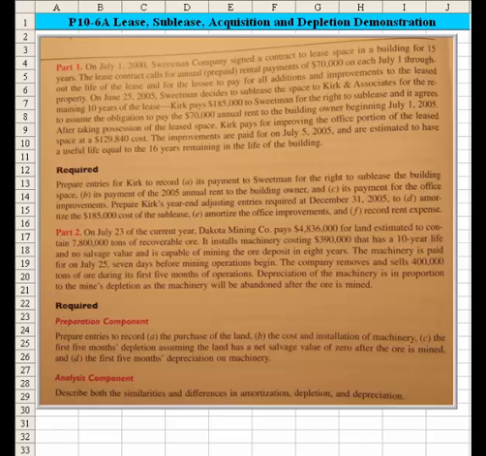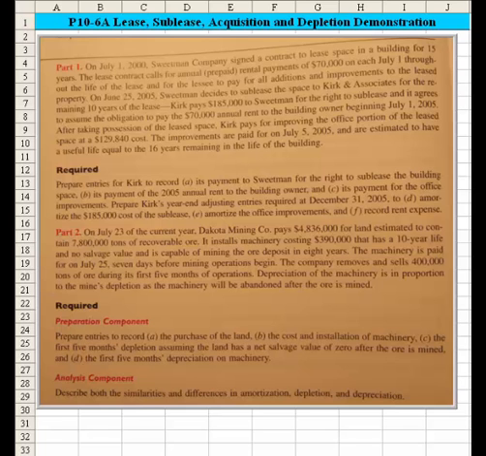On June 25, 2005, Sweetman decides to sublease the space to Kirk & Associates for the remaining 10 years of the lease. Kirk pays $185,000 to Sweetman for the right to sublease, and it agrees to assume the obligation to pay the $70,000 annual rent to the building owner beginning July 1, 2005. After taking possession of the lease space, Kirk pays for improving the office portion of the lease space at a cost of $129,840. Now, the improvements are paid for on July 5th of 2005, and they're estimated to have a useful life equal to 16 years remaining in the life of the building.